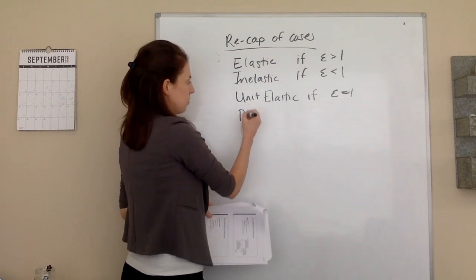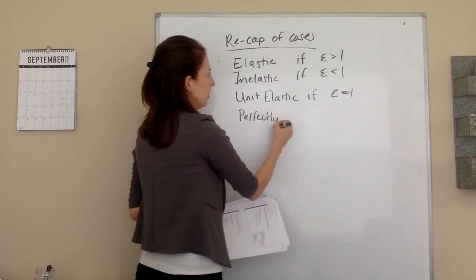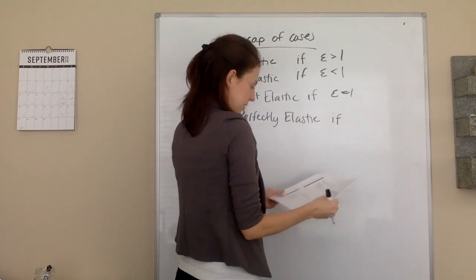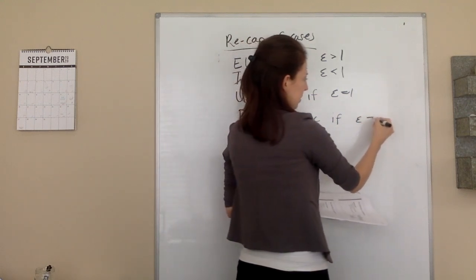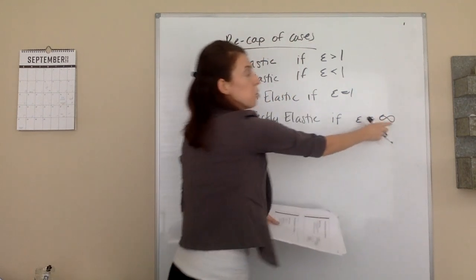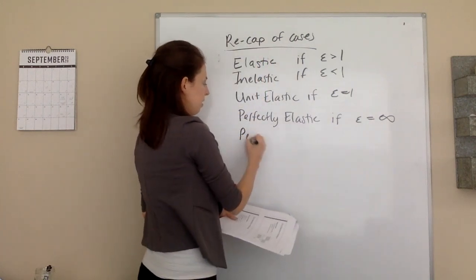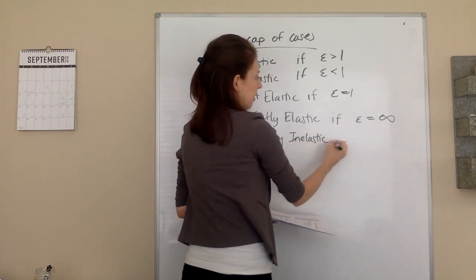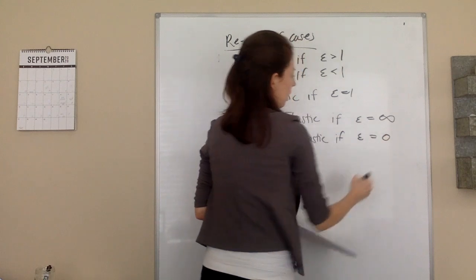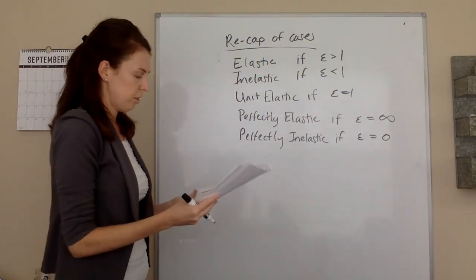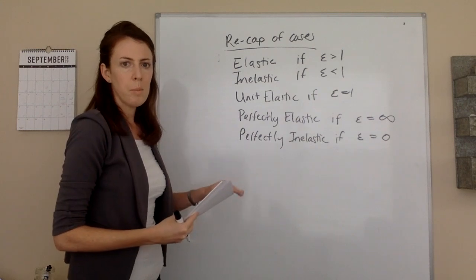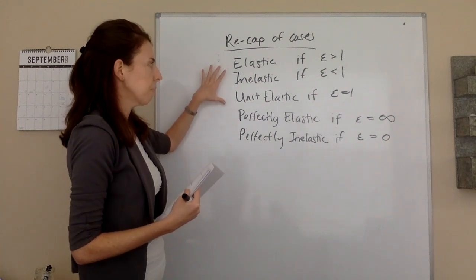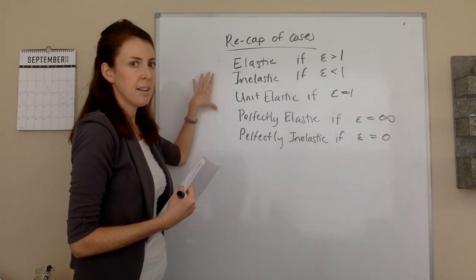And then at the ends of the spectrum, we will have a perfectly elastic demand if the elasticity equals infinity, so people are super responsive to price changes, and then we'll have a perfectly inelastic demand if the elasticity equals 0, so people are not responsive at all to any kind of price change. Okay, so this is memory work. Make sure you know this. And also note in your own mind that these patterns are specific to price elasticities of demand.